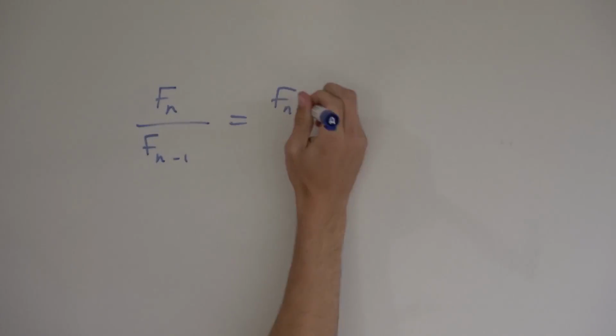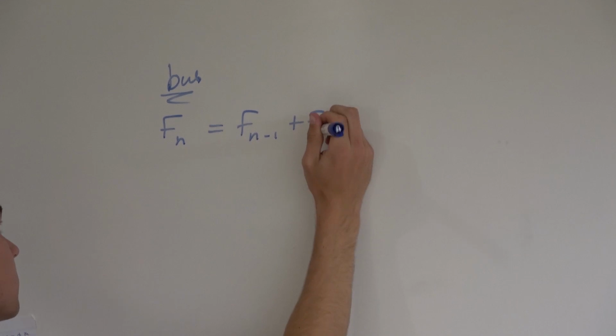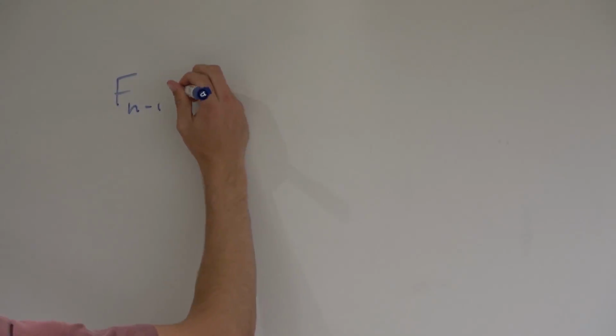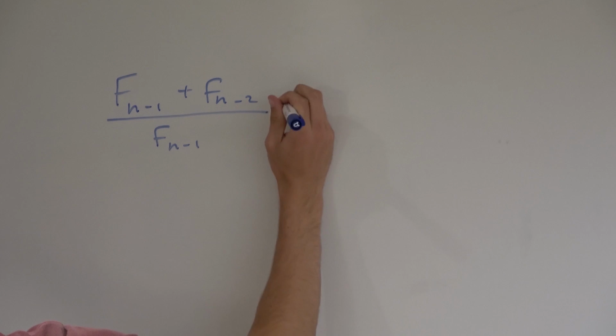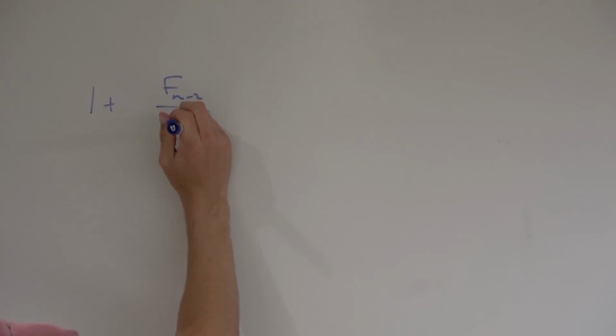Now, we are going to find this ratio. As n tends towards infinity, this statement is true. We know that a Fibonacci number is equal to the two numbers preceding it, so by replacing F_n by F_(n-1) + F_(n-2), we get the following equation, which can be simplified by reducing the fraction.